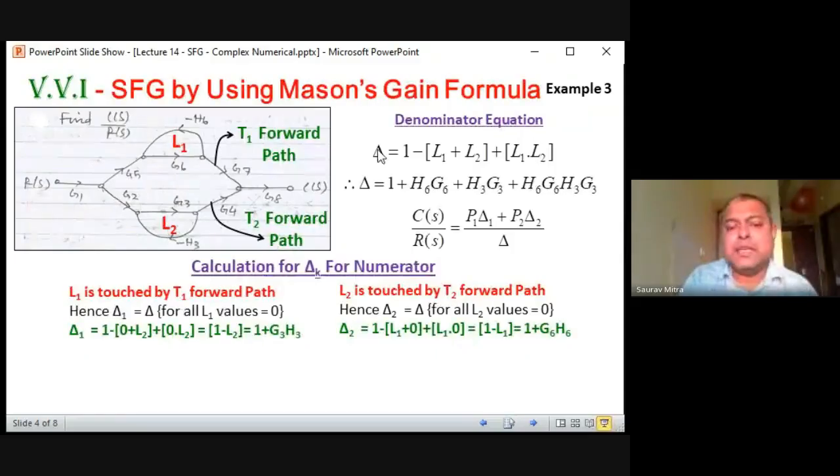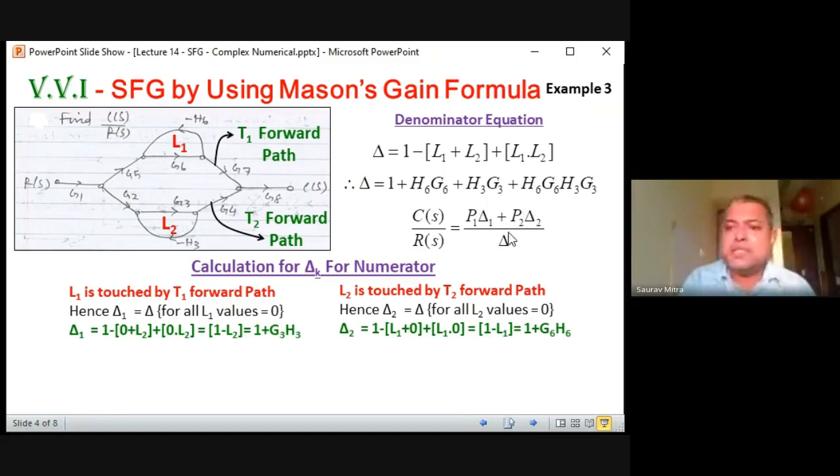So how can I find delta 2 from this delta? In this delta, we substitute all the L2 equal to 0. All the L2 values we are making 0. That means delta 2 is 1 minus L1 plus 0 plus L1 into 0. So the second term and third term become totally 0, and 1 minus L1 remains. In this you can find that L1 is equal to minus H6 G6. So this will be 1 plus G6 H6.